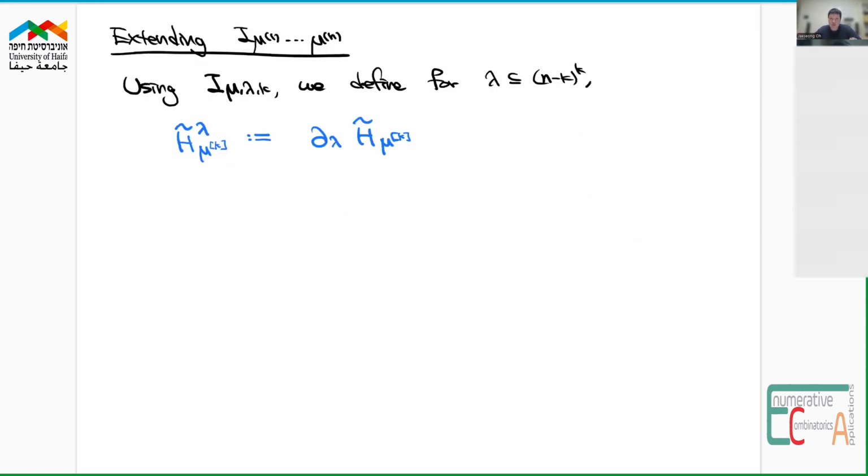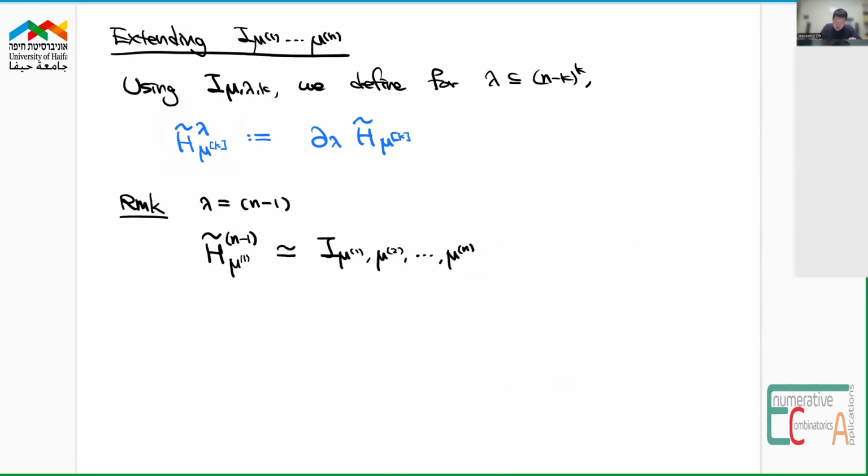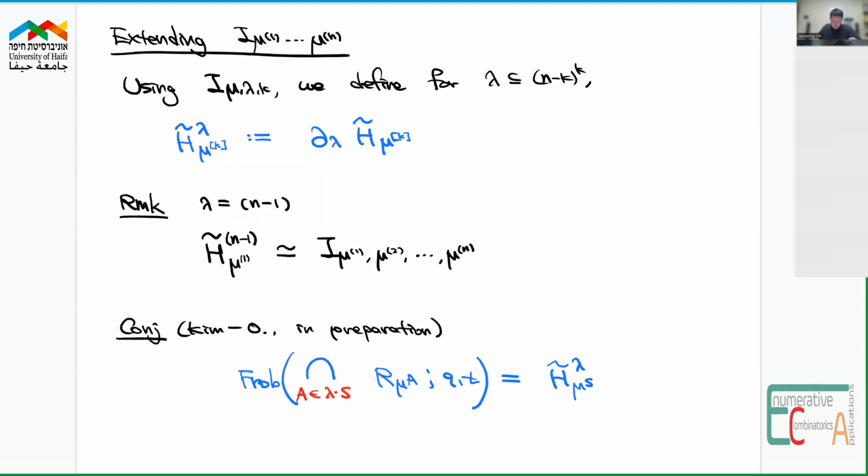Using this intermediate symmetric function I mu lambda k, we can define the symmetric function that I promised to define, H tilde mu k super lambda. I'm not going to define it precisely, but I'll just say that this is a certain divided difference operator that acts on the symmetric function. If we take our lambda to be one row, it recovers the Macdonald intersection polynomial. In our ongoing collaboration with Dong-Young Kim, we conjectured, as a generalization of the science fiction conjecture, that this new symmetric function, H tilde mu S super lambda, is a Frobenius characteristic of the intersection of certain Garcia-Haiman modules. So what is this lambda acting on S?